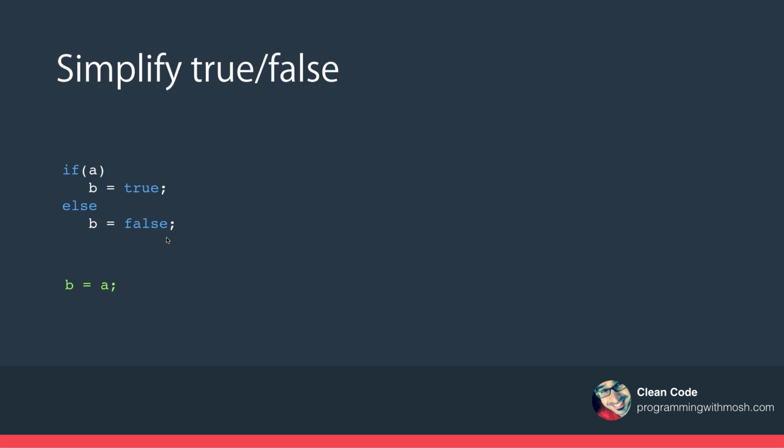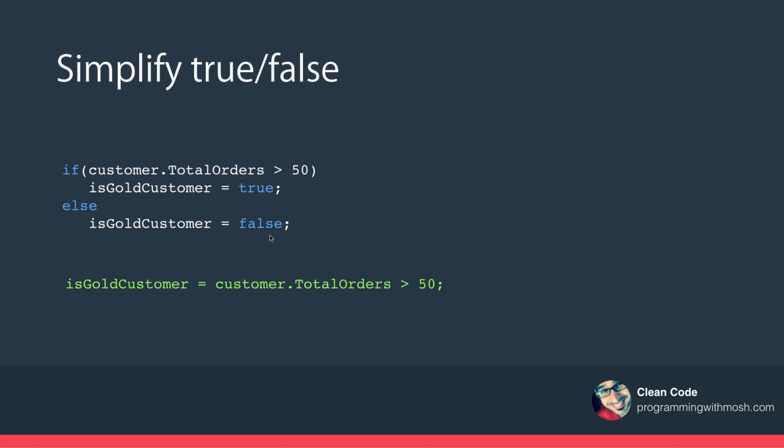Want to see a real-world example of that? Here is one. If customer.totalOrders is greater than 50, isGoldCustomer is true. Otherwise, isGoldCustomer is false. We can rewrite this expression to something like this. So isGoldCustomer is equal to the result of evaluation of this Boolean expression.